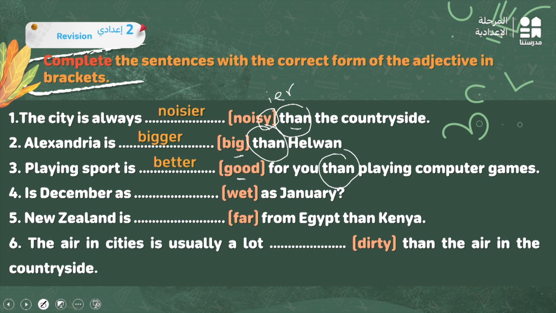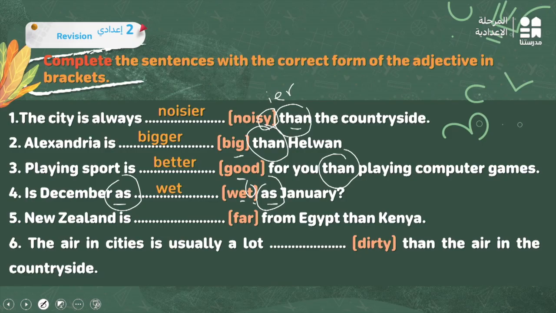December is as wet as January. So here wet, again the T is preceded by the vowel E, which means, okay, do I have to add er here or not? Definitely not. You know why? Because I have as and as. So in this case, I add just wet, not wetter, okay? Because when I have as and as, I should put between them only the adjective without adding anything to it, okay? As expensive as, wet as, small as, comfortable as, okay?